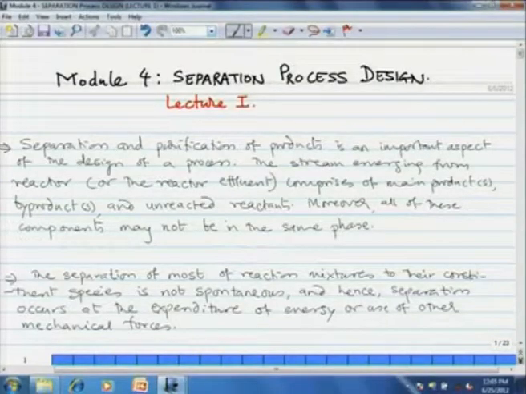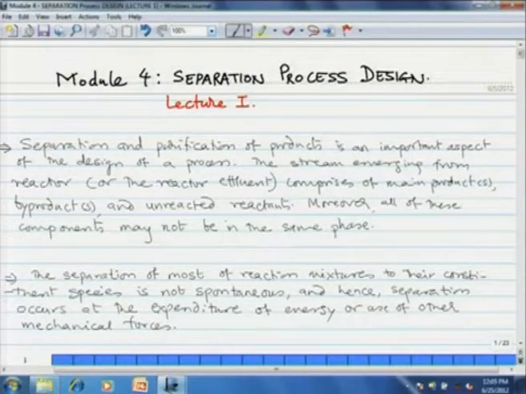The next stage in the design of the process is the design of separation processes. The effluent that will come out of the reactor will have several components, several products, byproducts, unreacted reactants, and all of these need to be carefully separated before purification of the main product. So, we shall see what are the guidelines that govern the design of a separation process.